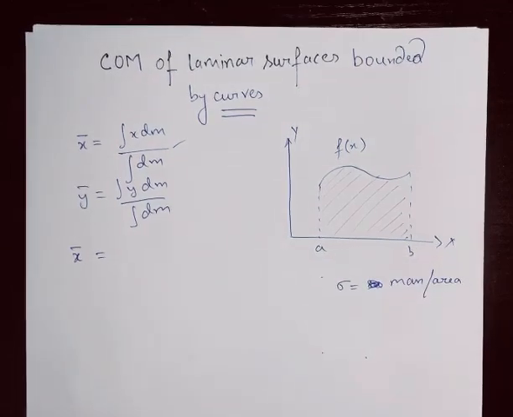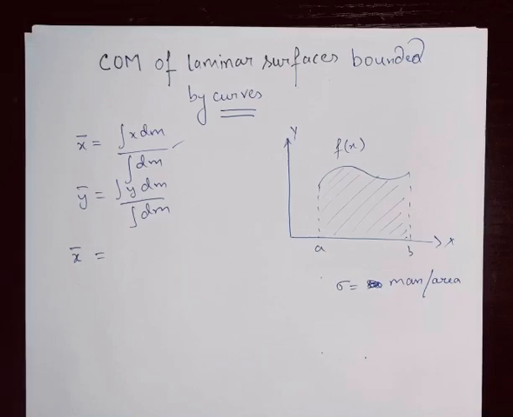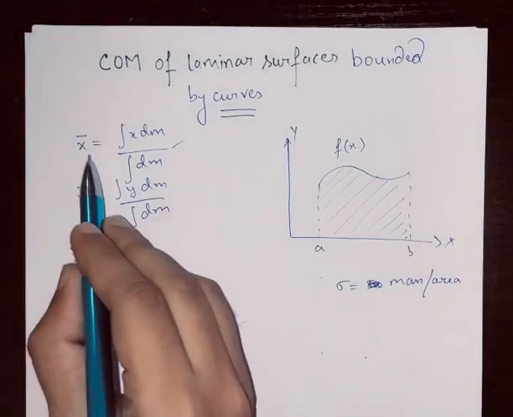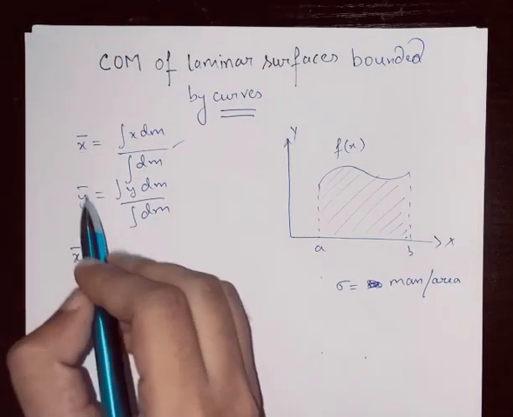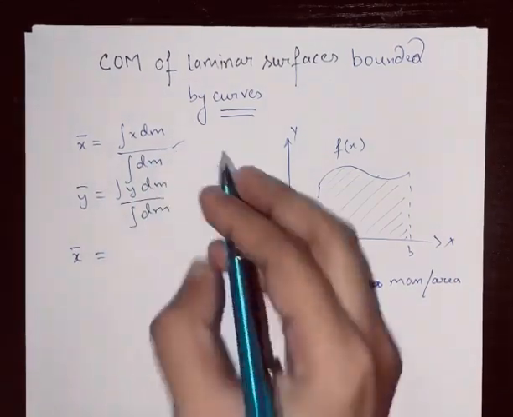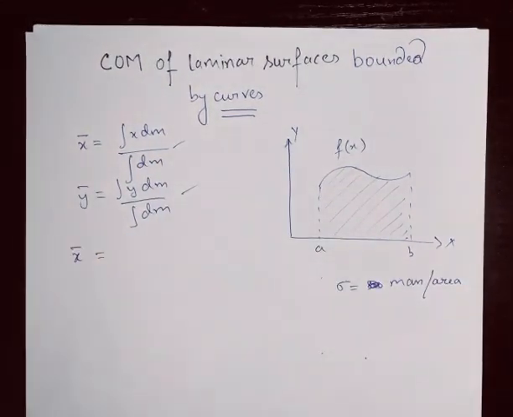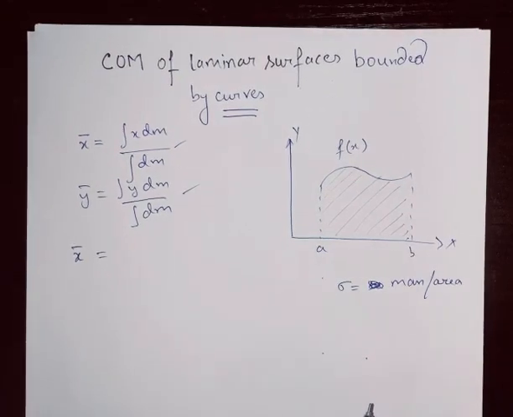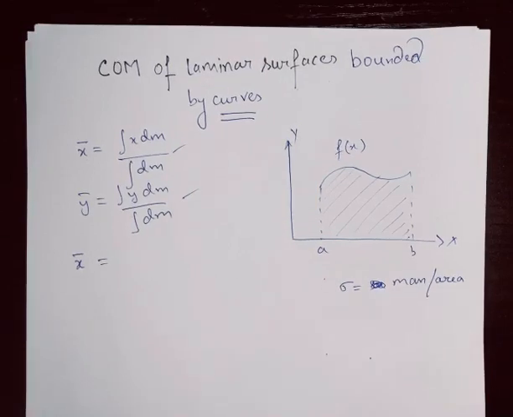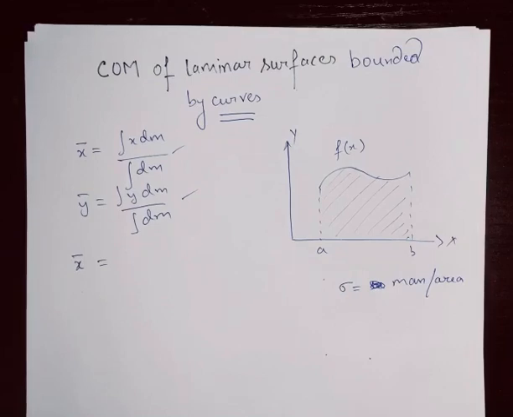For any continuous laminar body, the formula for finding the coordinates of the center of mass is this for the x coordinate and this for the y coordinate. For general bodies, like a hemispherical surface or a semicircular region, it is easy to find as those are regular bodies and we know the area very easily. But for this kind of body, we need to do a little bit more mathematics.